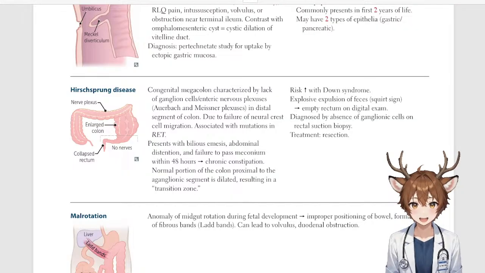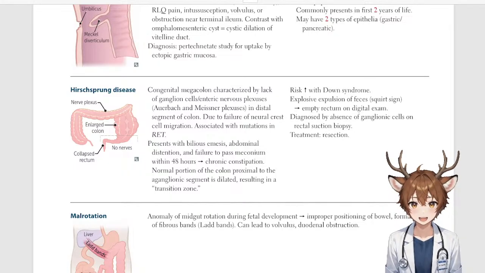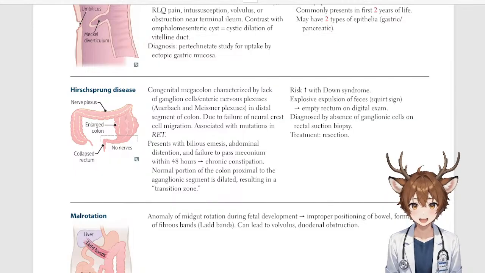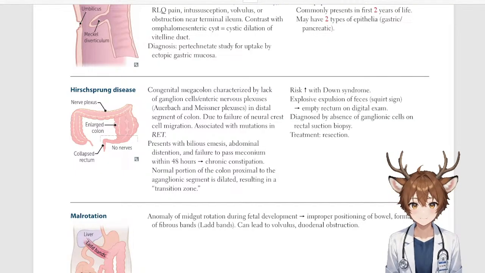Risk is increased with Down syndrome. Explosive expulsion of feces, the squirt sign, which is kind of gross, leads to an empty rectum on digital exam. Diagnosed by absence of ganglion cells on rectal suction biopsy. Treatment would be resection. RET mutation in the rectum. Okay, RET mutation.